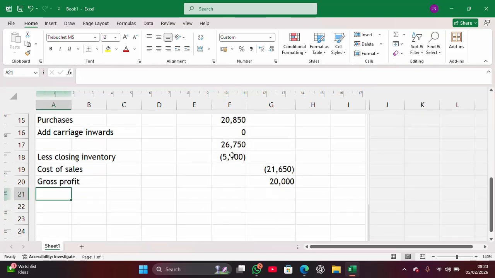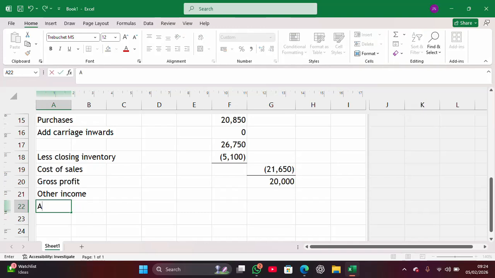Now, of course, in your exams, you need to do these underlinings. That's your job. So our gross profit is there. Here we expect to have other income. What are some of the other incomes that you know? You have got rent received, discount received. That's the most common one.